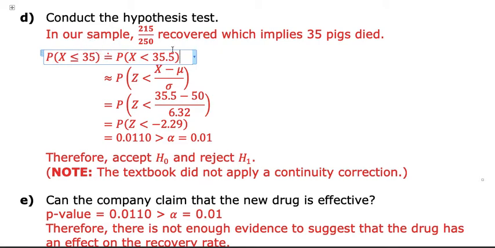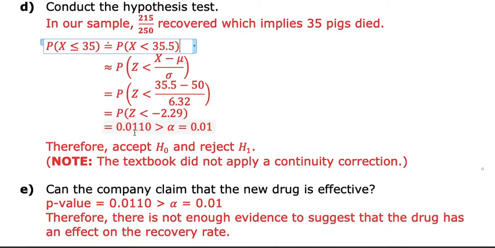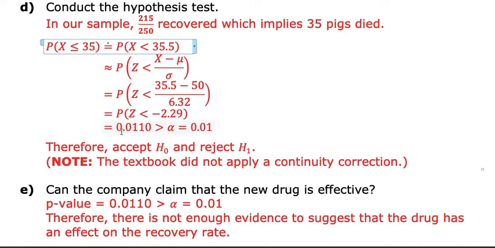The textbook did not do this and it actually results in a different conclusion, but we're told to do this anytime we have discrete data to get a more accurate result, so we're going to stick to that. So we take a look at the z-score value: 35.5, our particular observation, minus the mean, divided by the standard deviation, is negative 2.29. That works out to 0.0110, which is greater than alpha, which is different than what they observed in the textbook, but they didn't use a continuity correction. Our answer is more accurate.